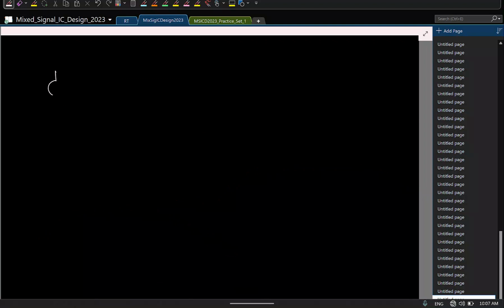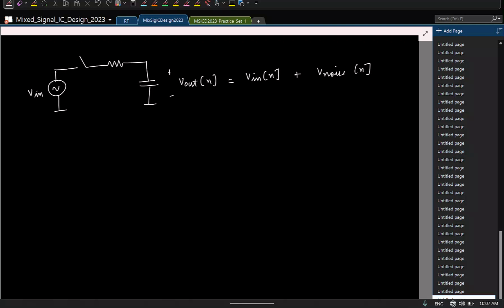So the bottom line: if you are trying to sample any signal, because the switch has a finite resistance and because of the random noise in the switch, the output samples will not only contain the input samples but will also have the effect of noise. And this noise has a wide PSD, and the mean squared value is kT by C. Please remember, this is always true.